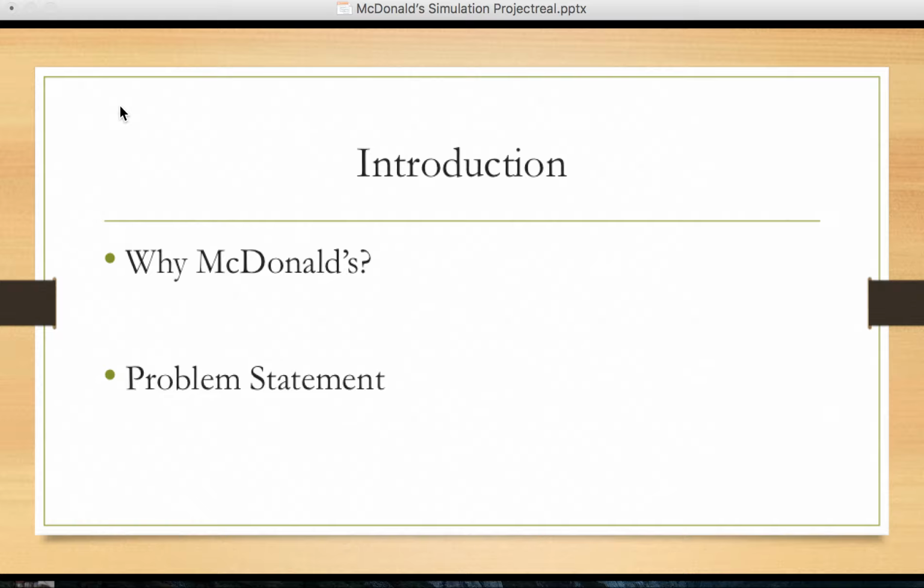So what was our project's problem statement? We wanted to find the optimal staffing for the cashier and kitchen staff to keep the queue under 5 people at all times.